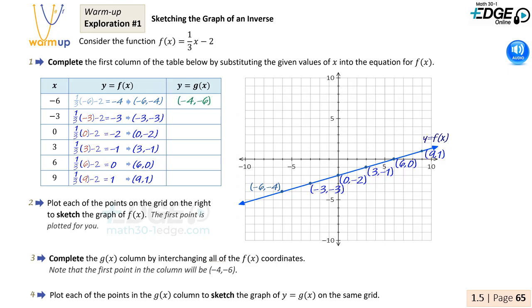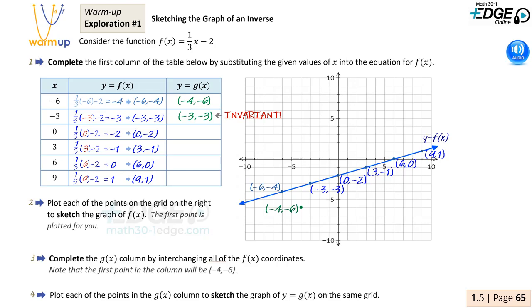In order to generate the points on g of x, we will take the coordinates of each point on f of x and exchange them. For example, the point -6 and -4 will become -4 and -6. Note that the point -3 and -3 becomes -3 and -3. Because both the x and y coordinate were the same, when we exchange them, this has no effect.